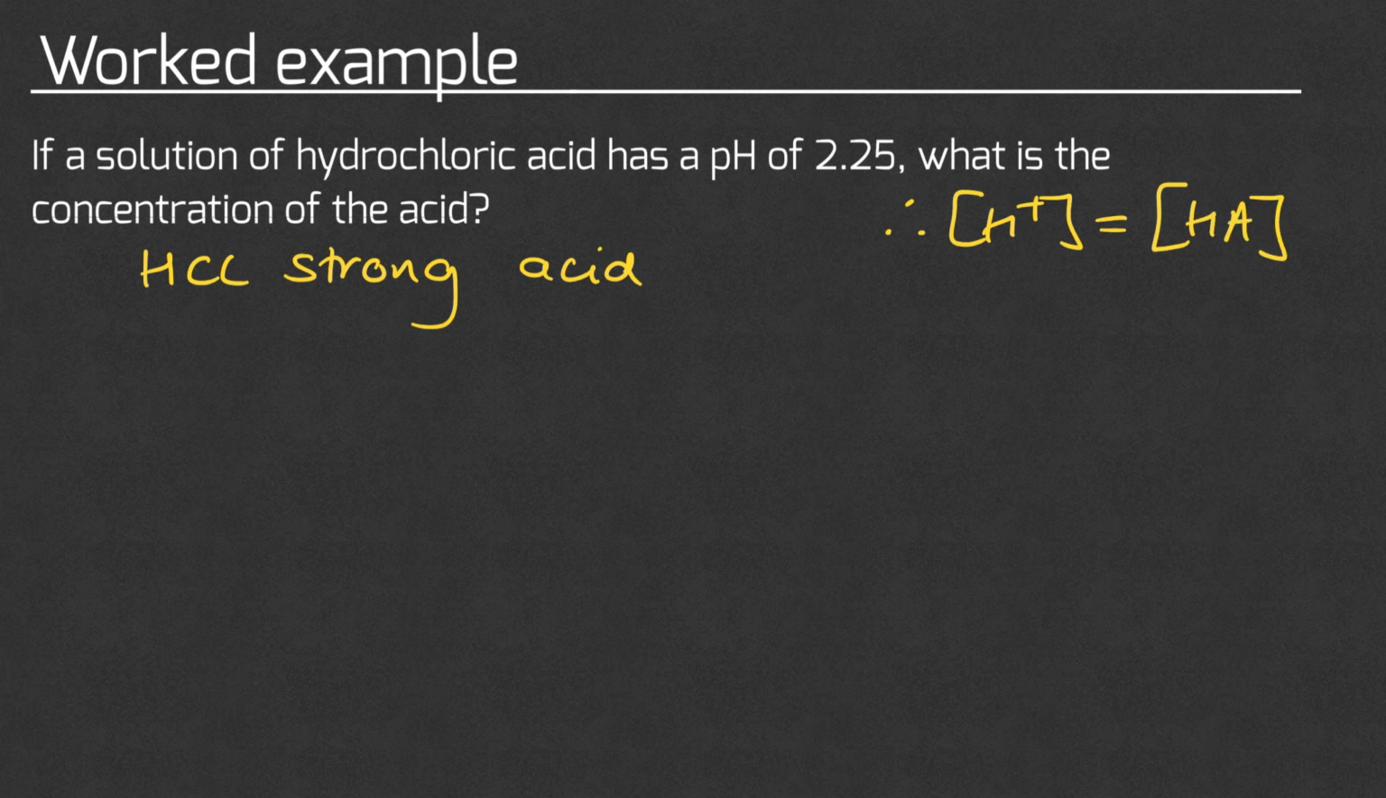We know that hydrochloric acid is a strong acid, so the concentration of hydrogen ions will equal the concentration of the acid. We then need to write down the equation linking the pH with the concentration of hydrogen ions. Once we've got the pH equation written down, so the concentration of hydrogen ions equals 10 to the power of minus pH, we need to sub in the value. Finally, we need to put this in our calculator and then give our answer to a suitable degree of accuracy.